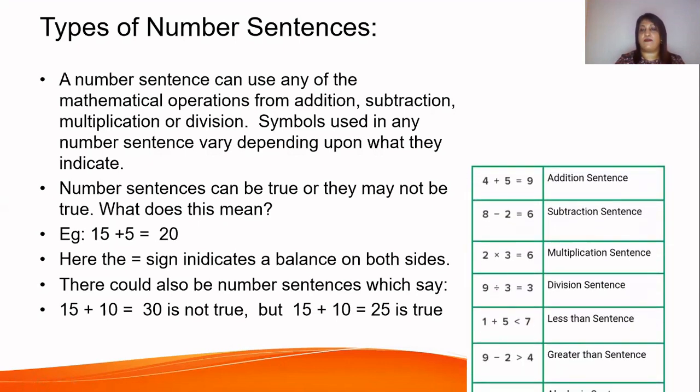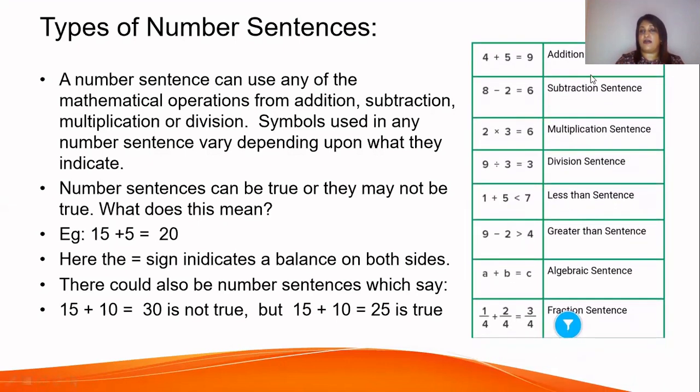Let's look at types of number sentences on the side. You've got an addition number sentence: 4 plus 5 is equal to 9. You've got a subtraction number sentence: 8 minus 2 is equal to 6. Then you've got a multiplication sentence: 2 times 3 is equal to 6. Or a division sentence, which is 9 divided by 3 is equal to 3.